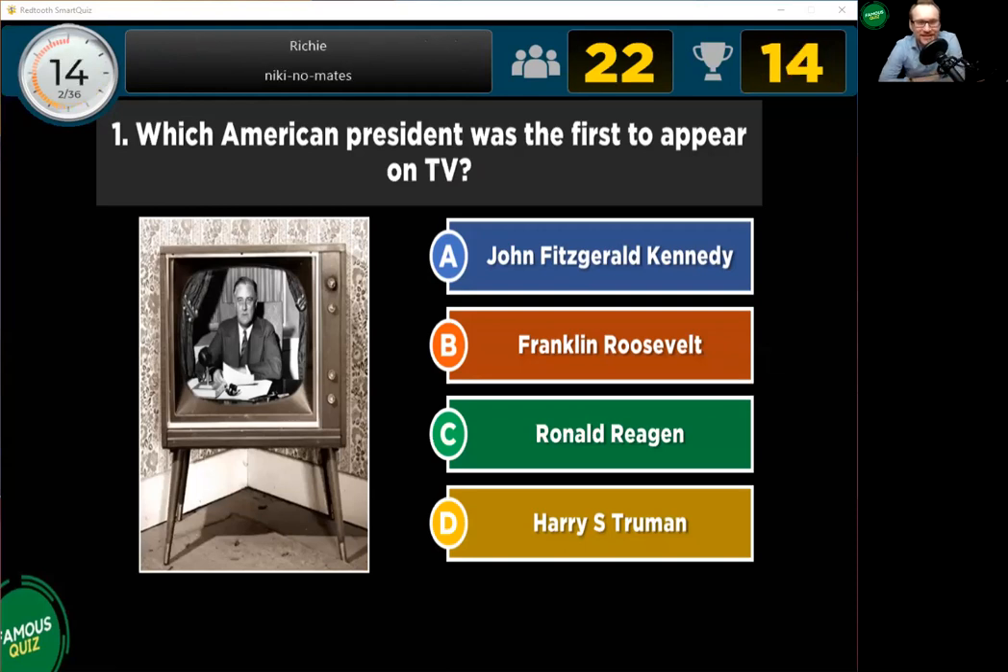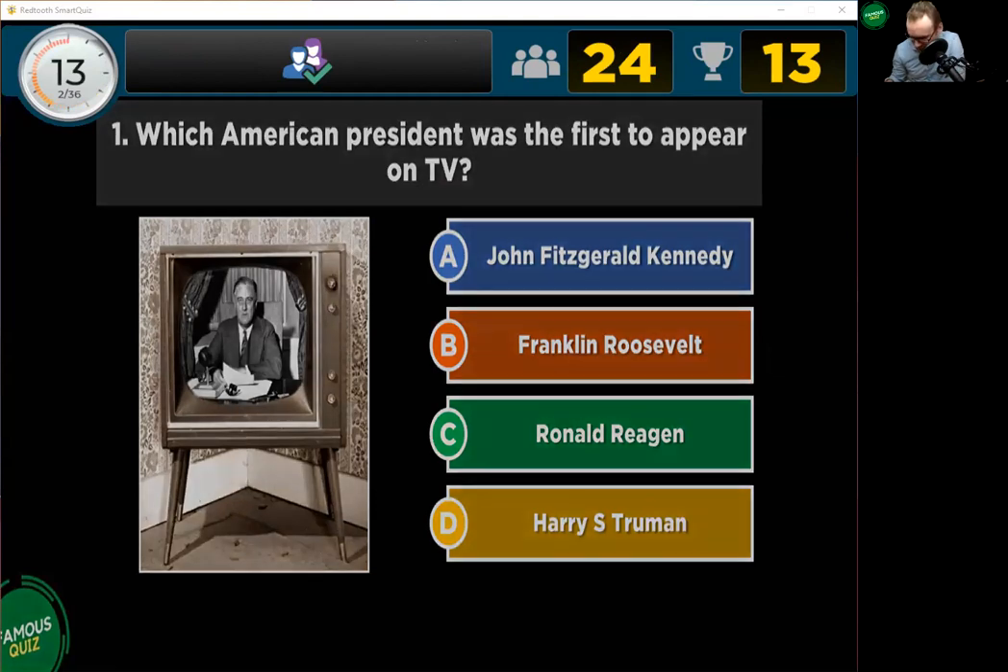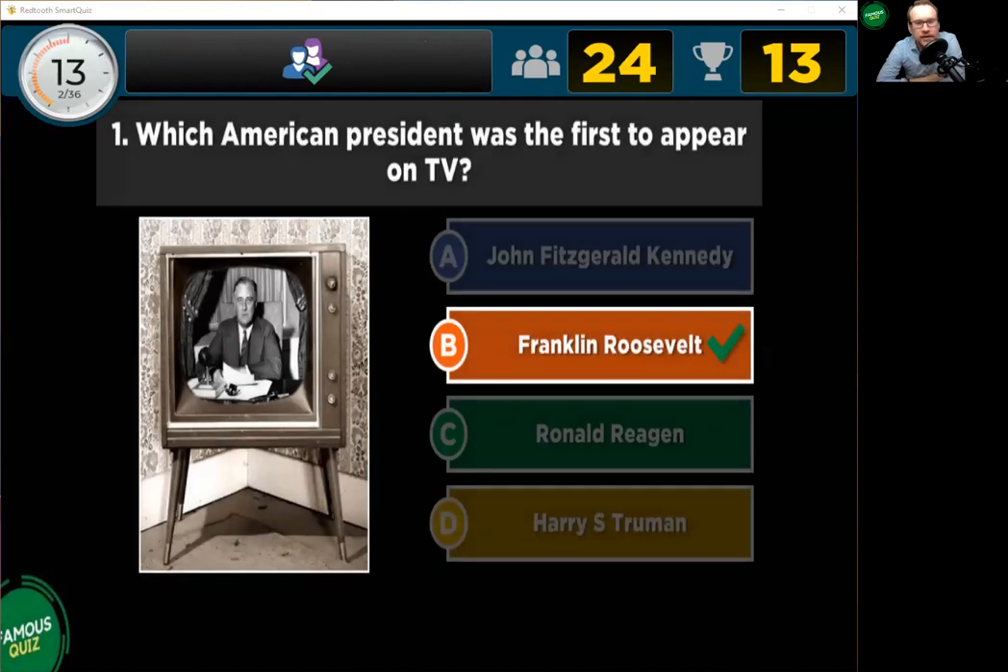Everyone answered within 17 seconds. Let's see the correct answer. The correct answer is Franklin Roosevelt. Obviously, if you know how the person looks, you see Franklin Roosevelt in this picture. I do not understand whether this is a picture or a collage that someone made. But that's Franklin Roosevelt, and he was the first, in 1936, if I'm not mistaken.